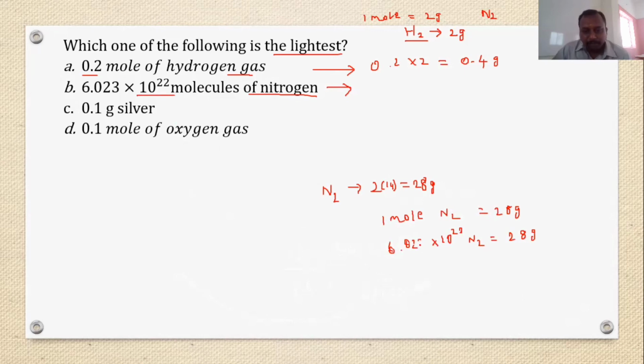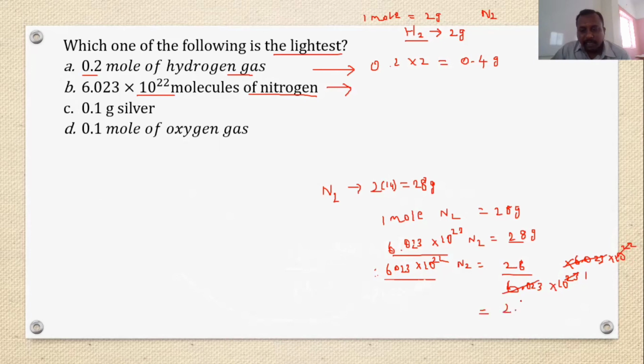அப்ப என்ன வரும் உனக்கு? அப்ப therefore 6.023 into 10 to the power 22 molecules of nitrogen should be equal to, இப்ப இந்த மாஸ் எவ்வளவு? 28 divided by 6.023 into 10 to the power 23, into the value 6.023 into 10 to the power 22. அப்போ இந்த 6.023, 6.023 கேன்சல் ஆகும். 10 to the power 23, இது 10 to the power 22. இப்போ பவர்ஸ் என்ன ஆகும், சப்ட்ராக்ட் ஆகும். அப்போ கேன்சல் ஆச்சுன்னா இங்க வந்து 10 to the power 1 will come. அப்போ 10 ஆல டிவைட் பண்ணா உனக்கு எவ்வளவு வரும், 2.8 கிராம் வரும். So this weight is 2.8 gram.